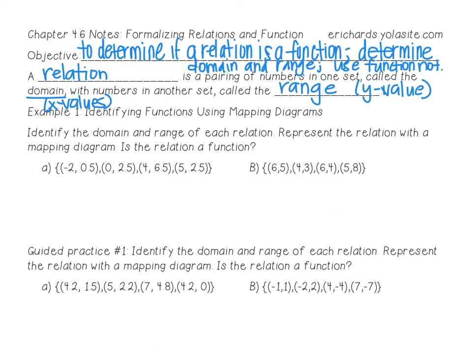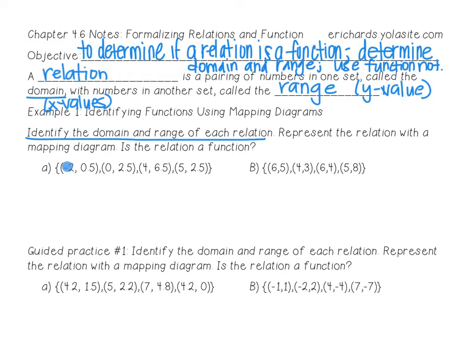Example 1, identifying functions using mapping diagrams. So we have two parts to this. We have A and B. What we want to do is identify the domain and range of each relation, and then we're going to represent it using a mapping diagram. And we have to answer the question, is the relation a function? So to identify the domain and range first, I'm going to highlight the domain with blue, and then I'm going to go back and highlight the range with pink.